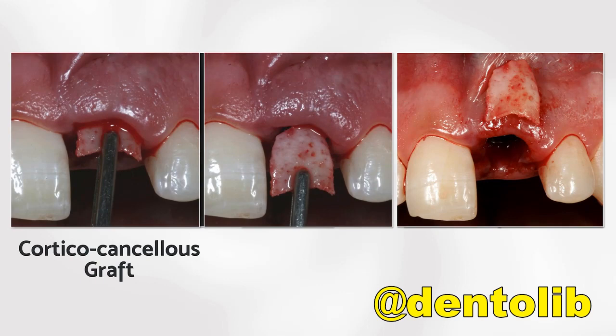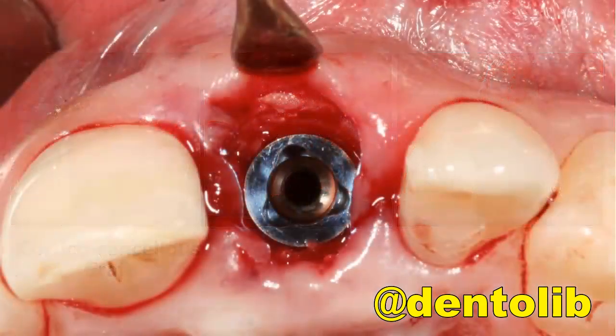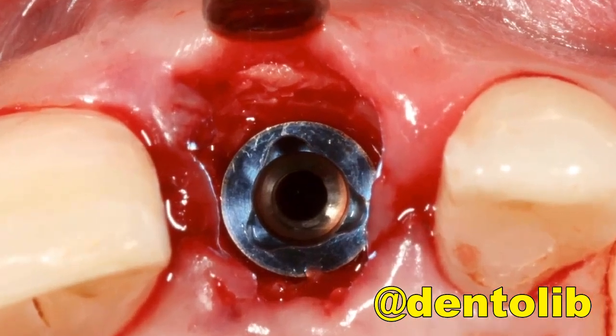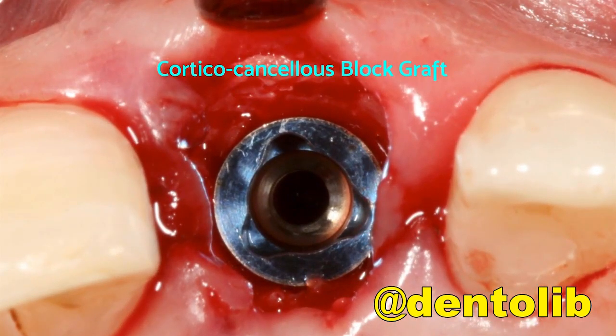Here you can see that we are inserting the graft underneath the soft tissue with the cortex turned toward the soft tissue and the marrow portion toward the implant body. After we insert the corticocancellous graft and fill the gaps, you can clearly see here the corticocancellous block graft and the particulate bone graft.